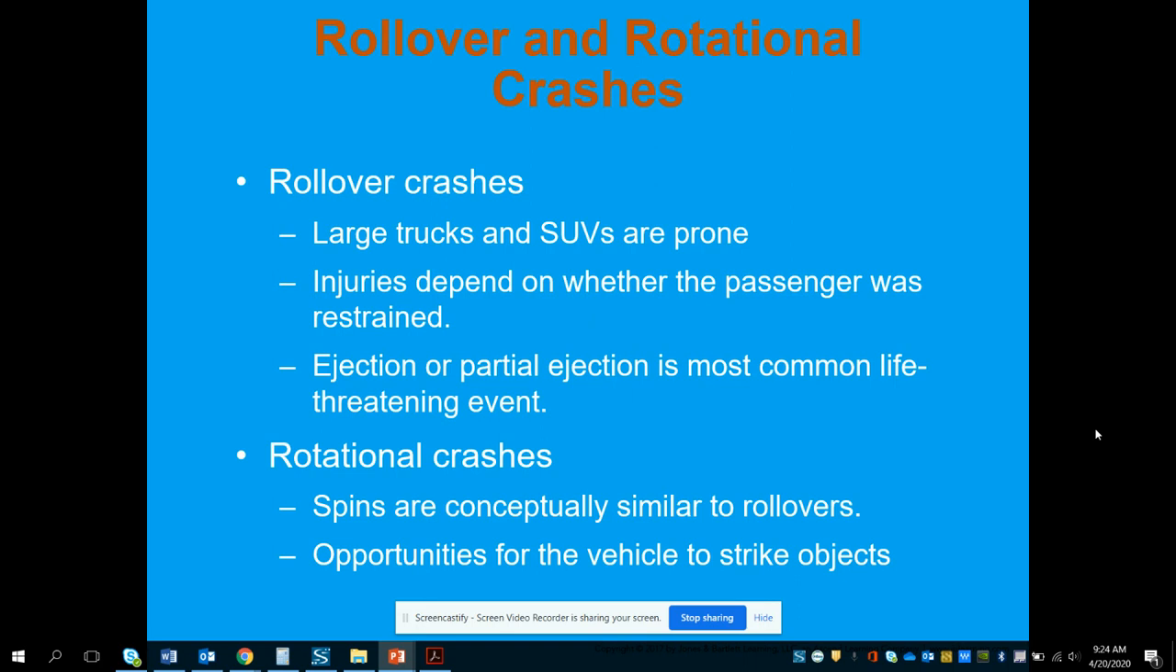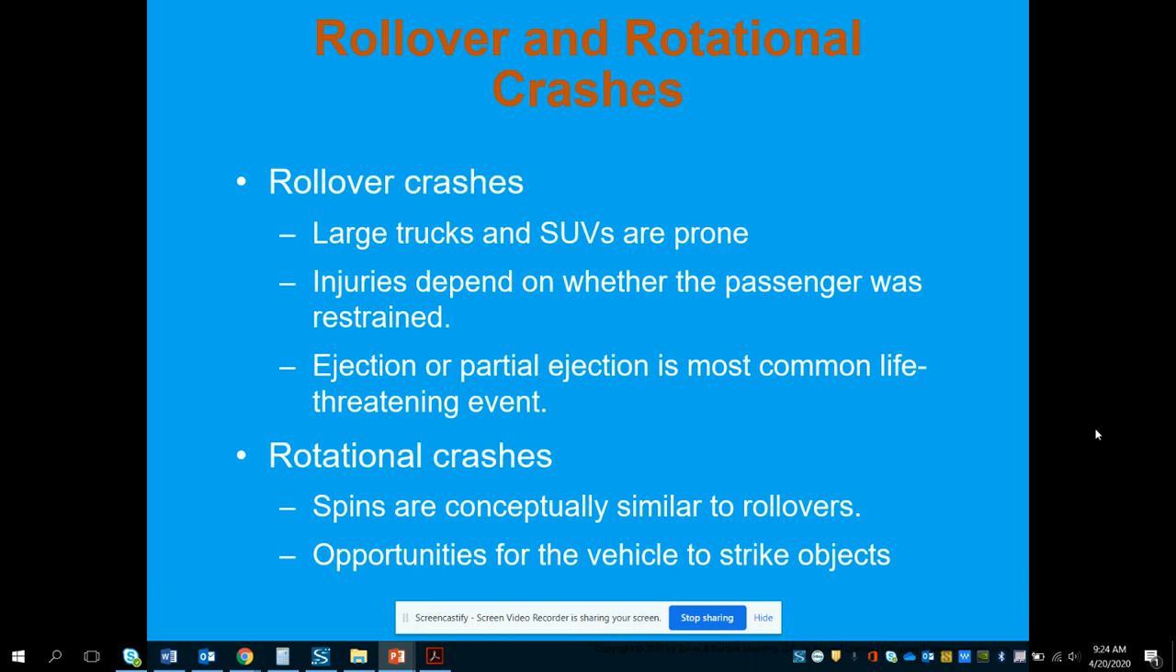Rollover and rotational crashes, two separate things. A rollover crash is usually where the actual vehicle rolls completely over, and this is prone to large trucks and SUVs, especially ambulances. There are very few ambulance accidents that do not have a subsequent rollover. So be very careful when you're out there on the road.